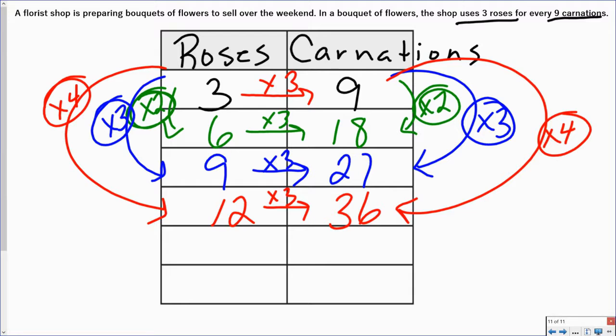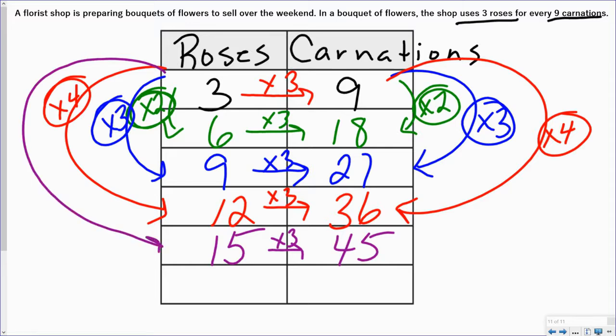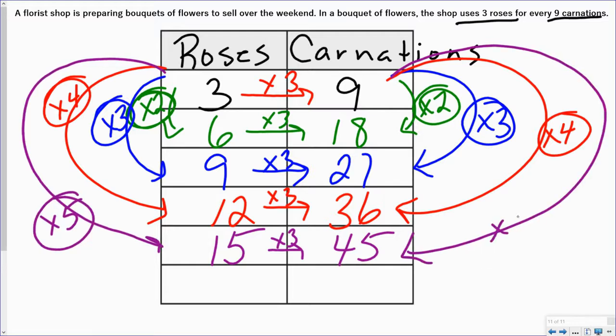My next group of 3 would be 15. So I would put my 15 here. And again, depending on how I did this, if I multiplied by 3 here, that would give me a total of 45. Or I could take my roses and multiply by 5. And if I multiplied by 5 here, take my carnations, multiply by 5, and that would also give me 45.